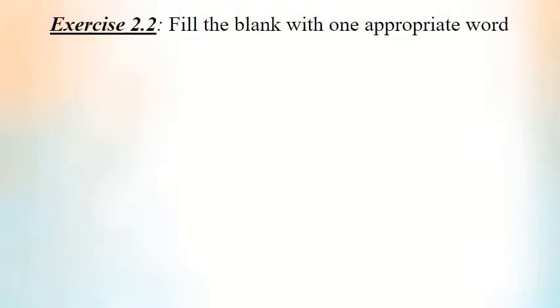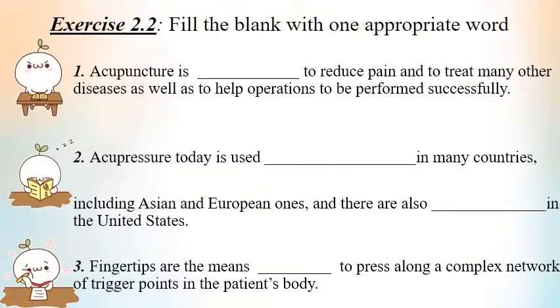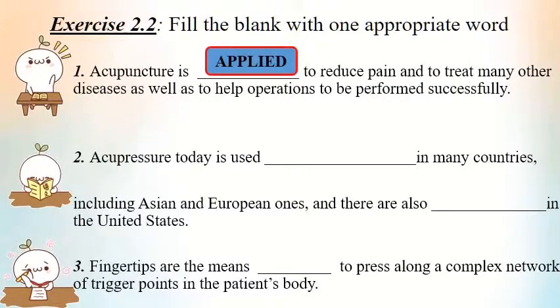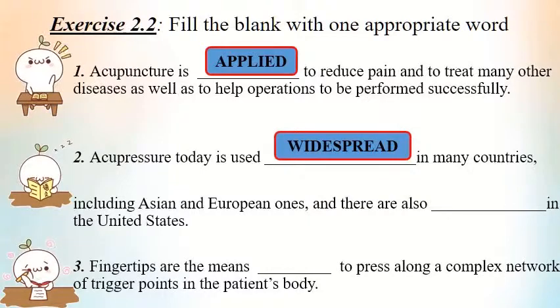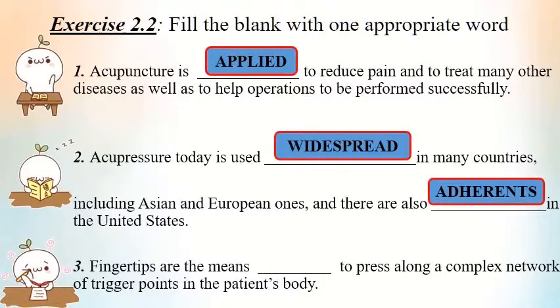Exercise 2.2. Fill the blank with one appropriate word. Question 1, 2, and 3. You will have 1 minute to prepare for it. Have you finished? Okay, let's check together. Number one, acupuncture is applied to reduce pain and to treat many other diseases, as well as to help operations to be performed successfully. Number two, acupressure today is used widespread in many countries, including Asian and European ones, and there are also adherents in the United States. Number three, fingertips are the means used to press along a complex network of trigger points in the patient's body.